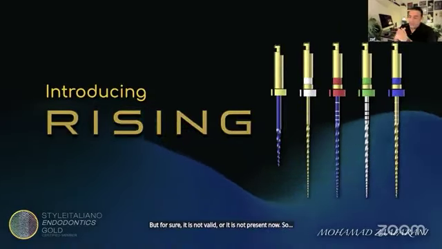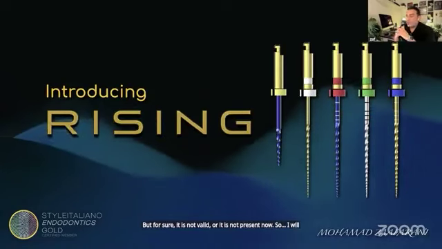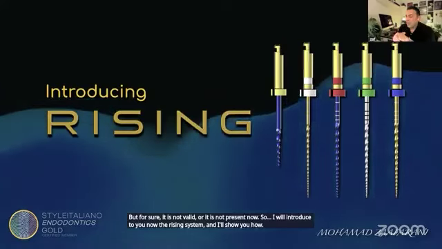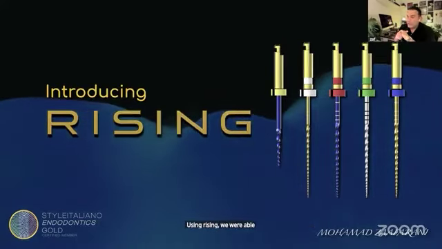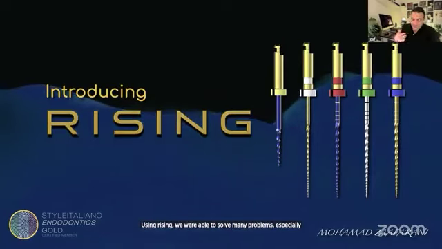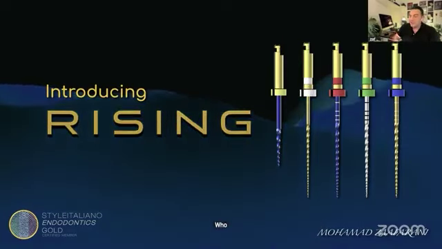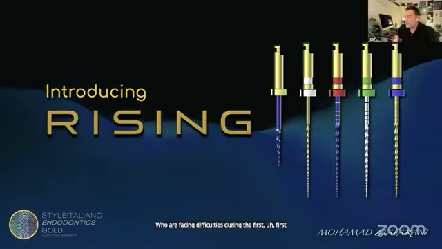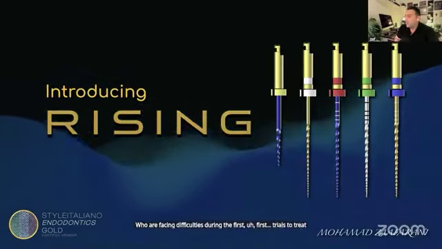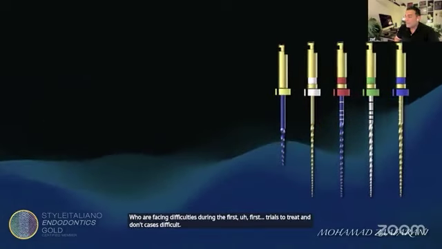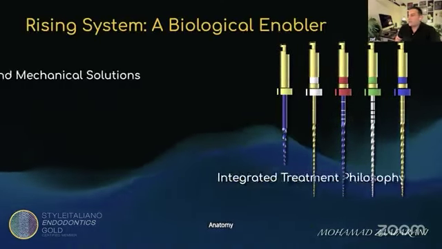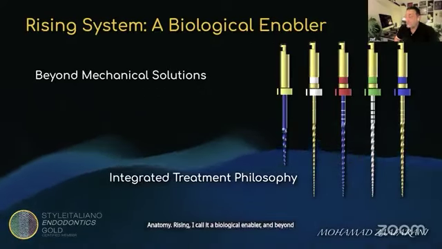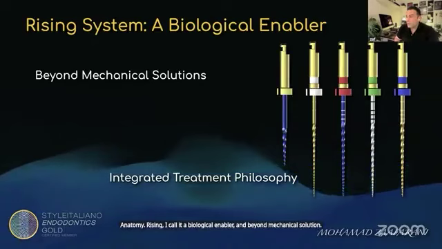So I will now introduce to you the Rising system, and I'll show you how, using Rising, we were able to solve many problems, especially in the hands of beginners who face difficulties during their first trials to treat endodontic cases or difficult anatomy. Rising, I call it a biological enabler and beyond a mechanical solution. Why am I calling it beyond a mechanical solution?